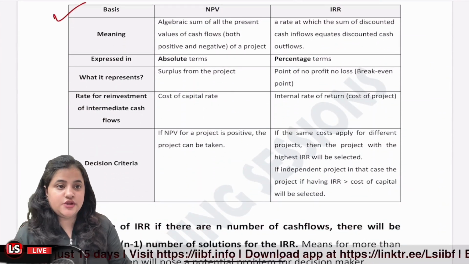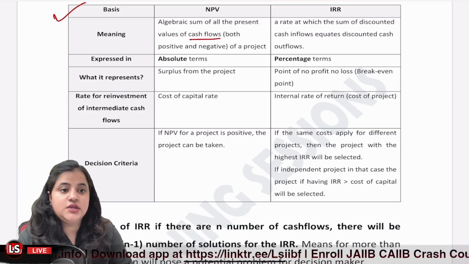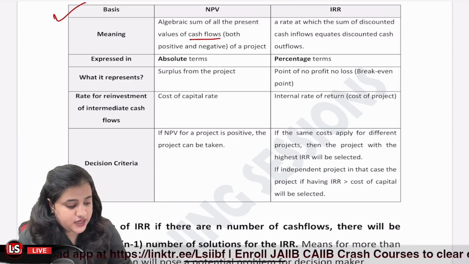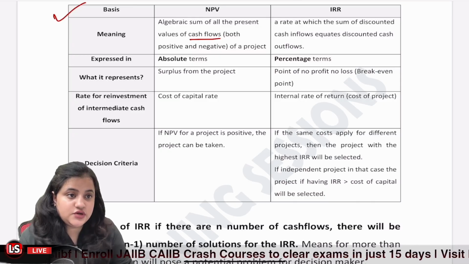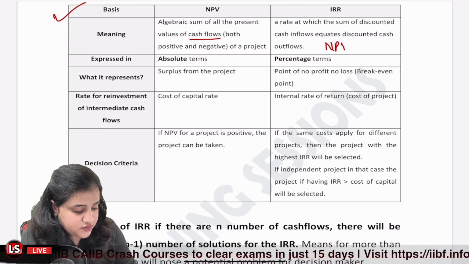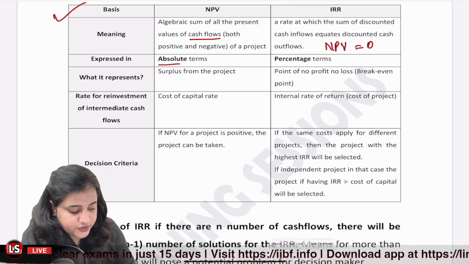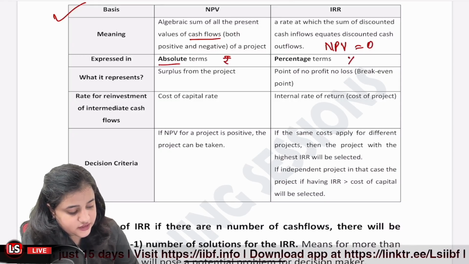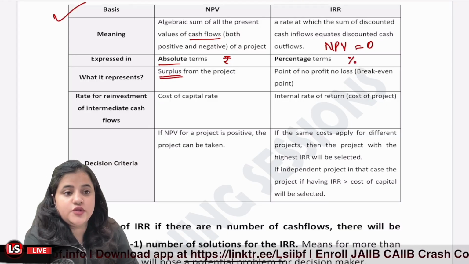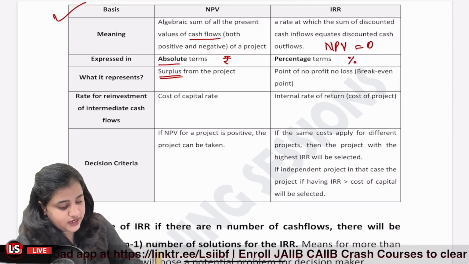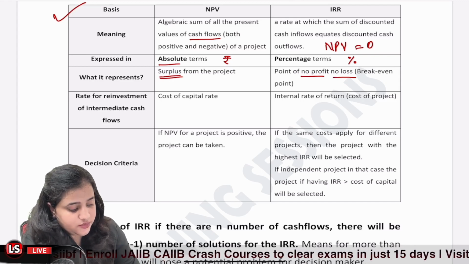This is a comparison summary of NPV and IRR. NPV is a sum of present value of cash flows, both inflow and outflow. IRR is the rate at which the sum of cash inflow is equal to the sum of cash outflow, that is, your NPV is equal to 0. NPV is expressed in absolute terms, we get the rupee amount of the return, but IRR gives us percentage terms. NPV will tell us what surplus money we are going to get from the project, and IRR tells us the point at which there is no profit and no loss. That is your break even point.